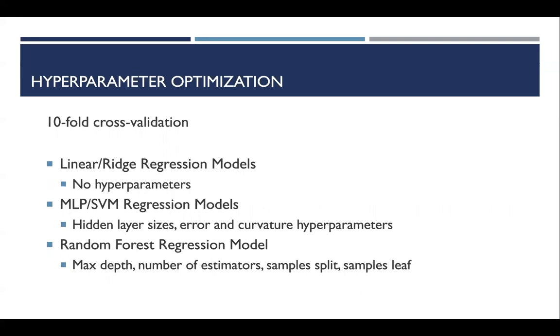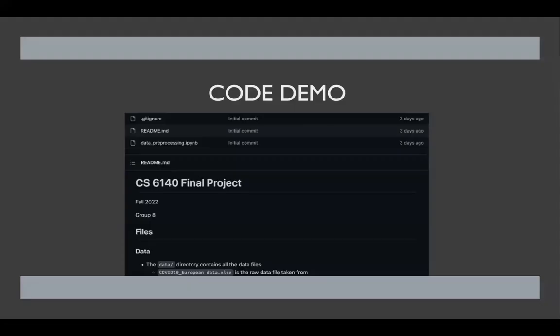And then finally, moving on to our hyperparameter optimization, we conducted a tenfold cross-validation for each of the models that could have hyperparameter optimization, which are not the linear class of models. For the MLP and SVM regression models, we looked at different hidden layer sizes, and then the error and curvature hyperparameters. And lastly, for the random forest regression model, we looked at various hyperparameters on the tree itself.